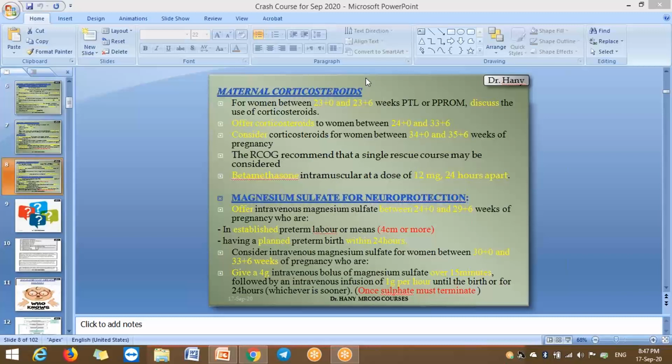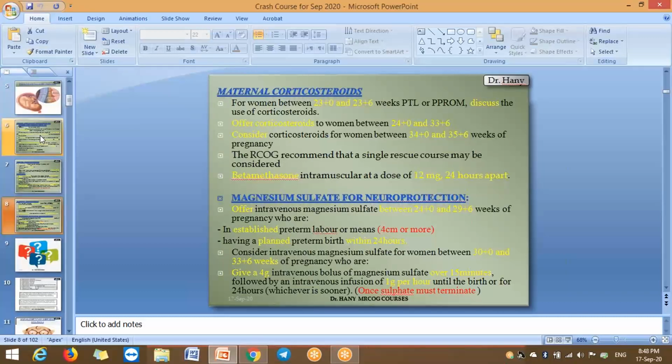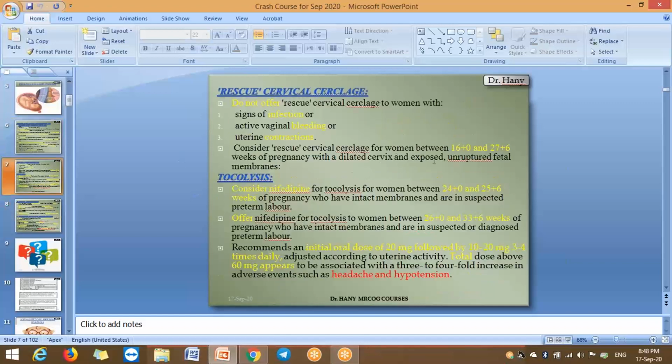Okay? So, Dr. Hany, I found out that if in the question it's mentioned that corticosteroids have been given, then we need to assume that the patient has already been on tocolysis. Am I right? It should be a stepwise manner like this: tocolysis, corticosteroid, magnesium sulfate. You should think about why you are giving tocolysis: to give a chance for the magnesium sulfate. For cerclage, no bleeding, no pain, no infection, I will offer cerclage between 16 and 28 weeks. Otherwise, no.